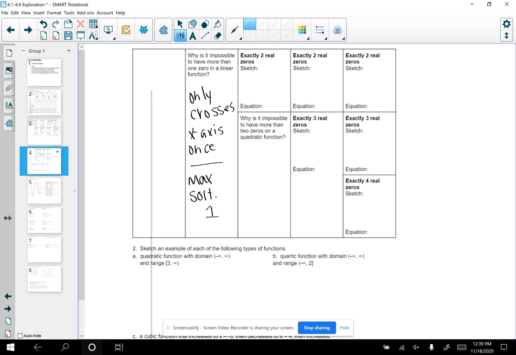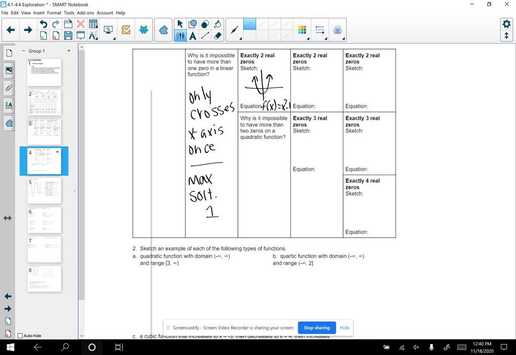Okay, sketch a graph of a quadratic function that has exactly 2 zeros. We know a quadratic looks like this. Well, what if we just move it down one? It has exactly 2 zeros, right? Or so does our parent function. It's just one example. There are many.